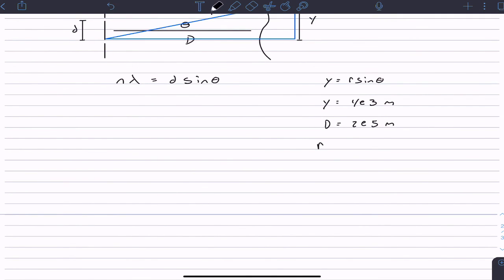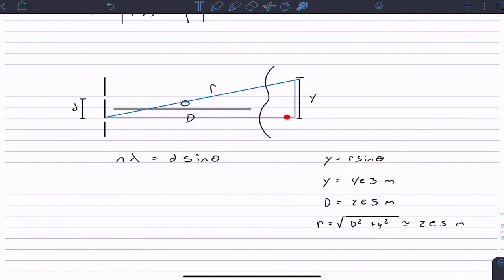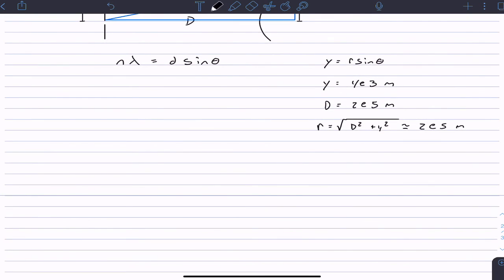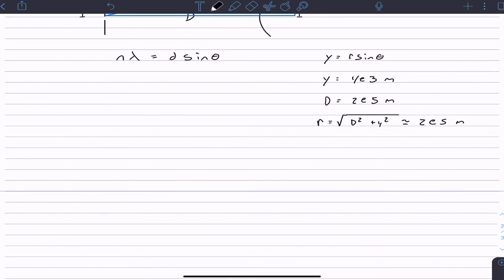Which means that r, when we plug this in to the square root of d squared plus y squared, comes out to be pretty much the same as d, 2e to the 5 meters. It's slightly larger by like 40 meters or something, but we're going to approximate it to be on the same order. It's just that this distance is so great that there's not really much of a difference between these two.